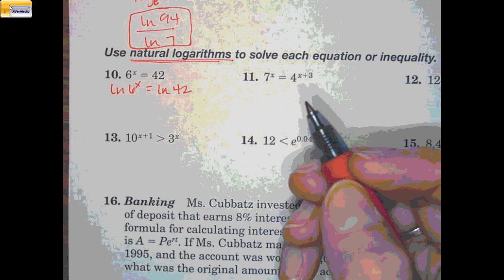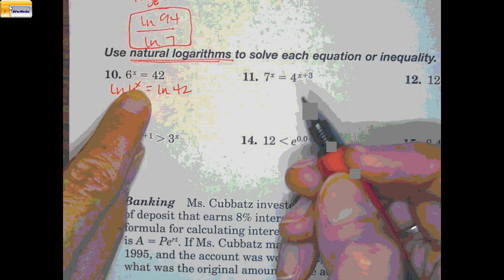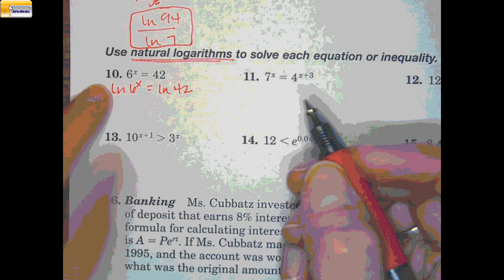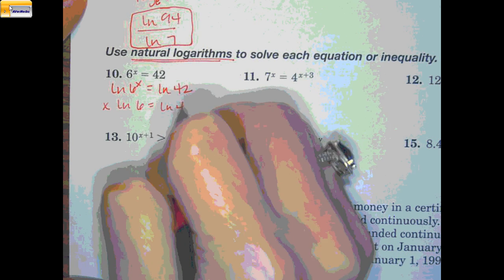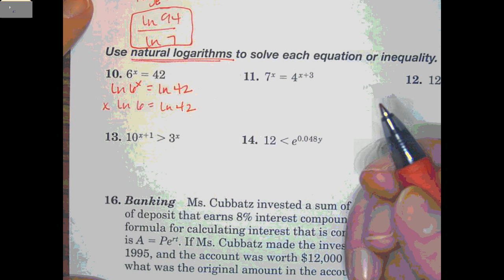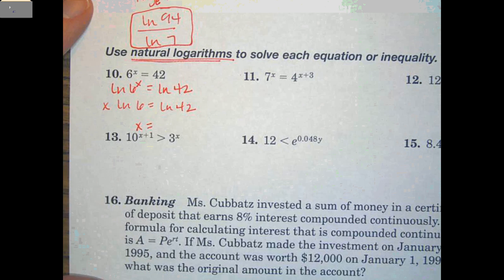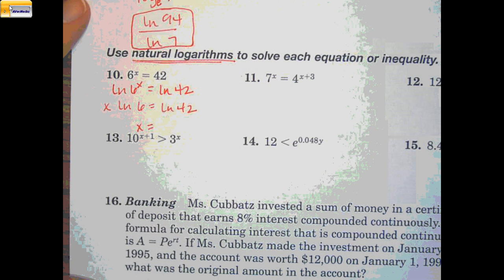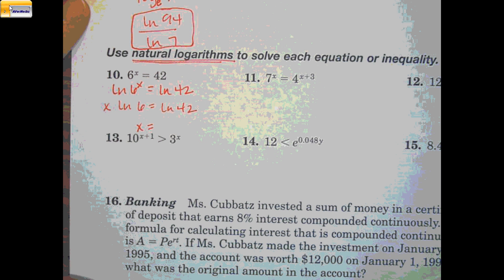Totally legal. What do I do with this little exponent? How do I bring him down? Throw him over the top, right? So now we have x times the natural log of 6 equals the natural log of 42. How do I get x by itself? Divide both sides by natural log of 6. You can just type that in your calculator: natural log of 42 divided by natural log of 6. You guys type that in and let's see if we can get the right answer.